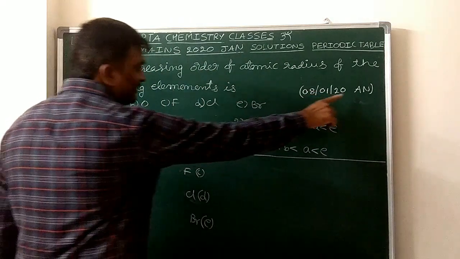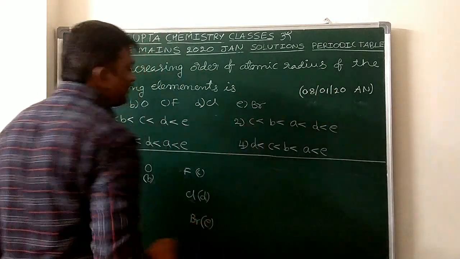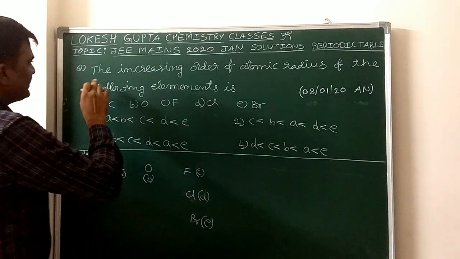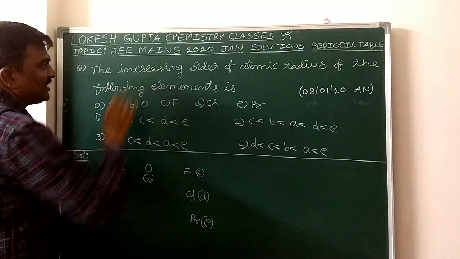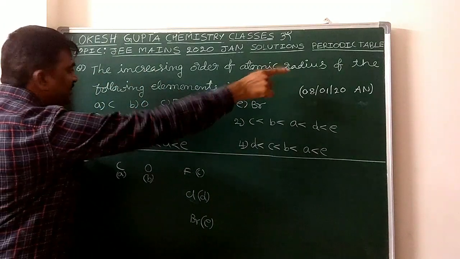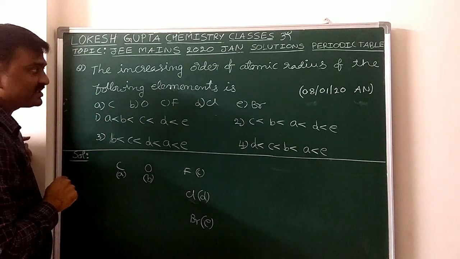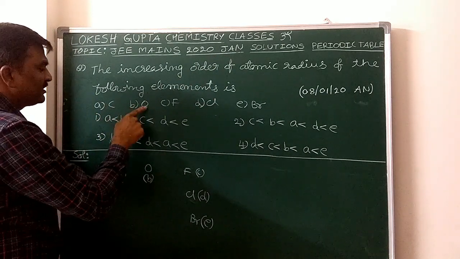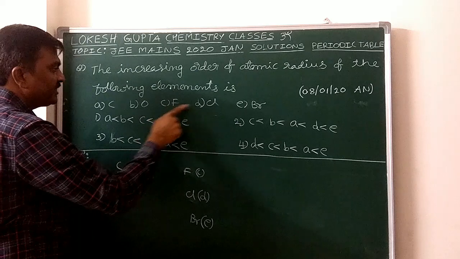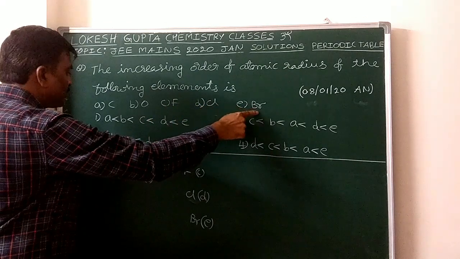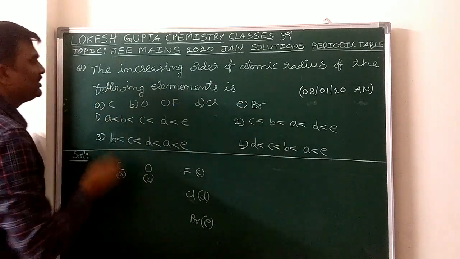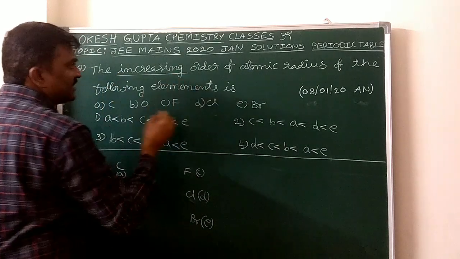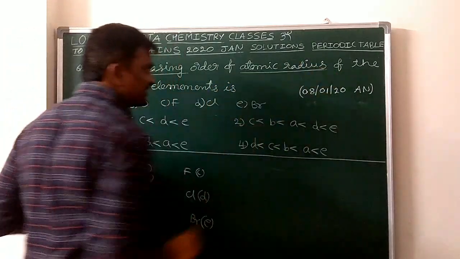This question was given on 8th afternoon. The question is, the increasing order of atomic radius of the following elements: carbon, oxygen, fluorine, chlorine, bromine. These are the elements. What do they want? Increasing order of atomic radius.